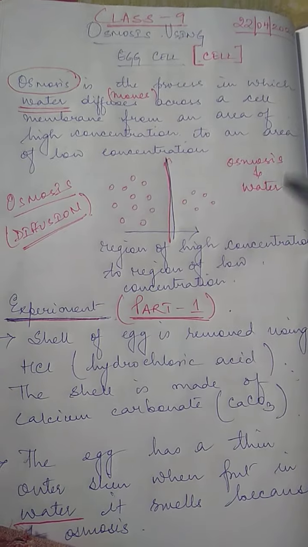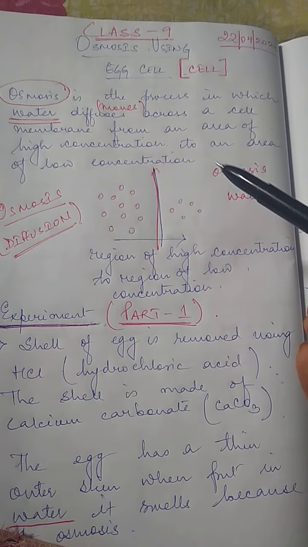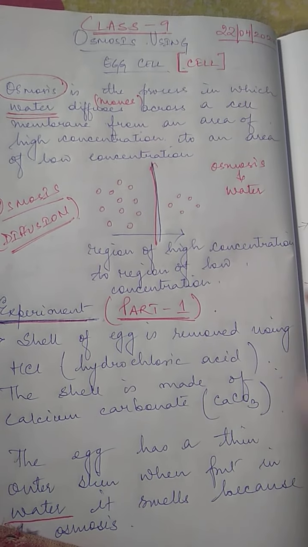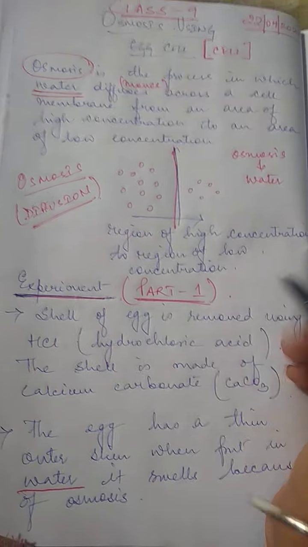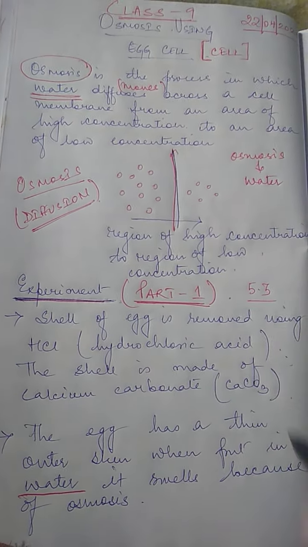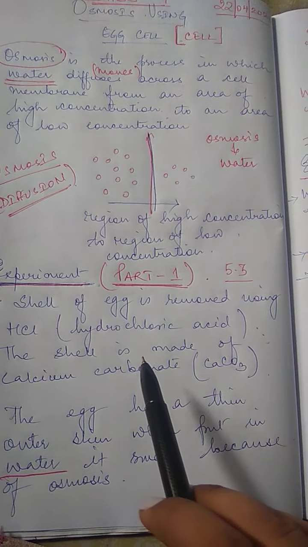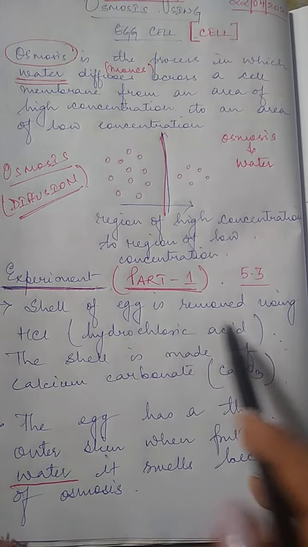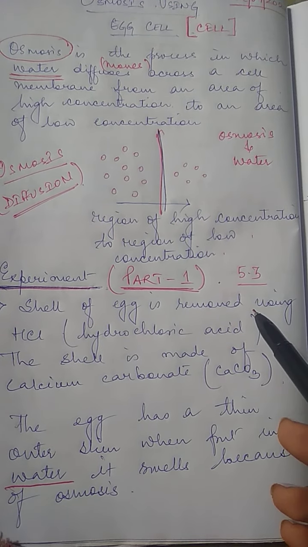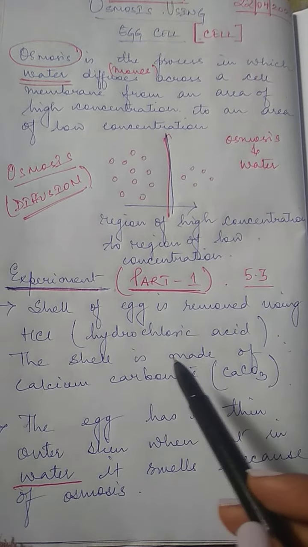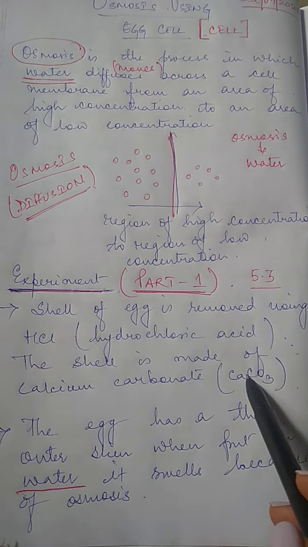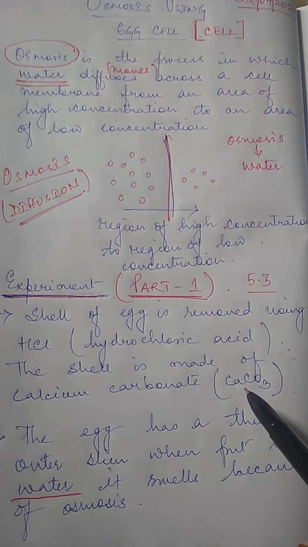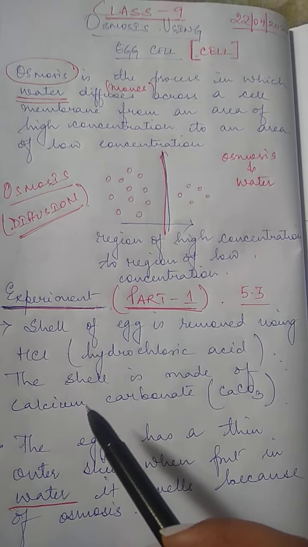So as this chapter is related to cells, you are getting this topic of osmosis as an experiment. Here in this experiment, which is your activity 5.3, I guess, an egg is taken, and the shell of the egg is removed using HCl, which is hydrochloric acid. The shell of the egg is made up of calcium carbonate. And whenever calcium carbonate reacts with HCl, it breaks down, and thus the shell is removed.